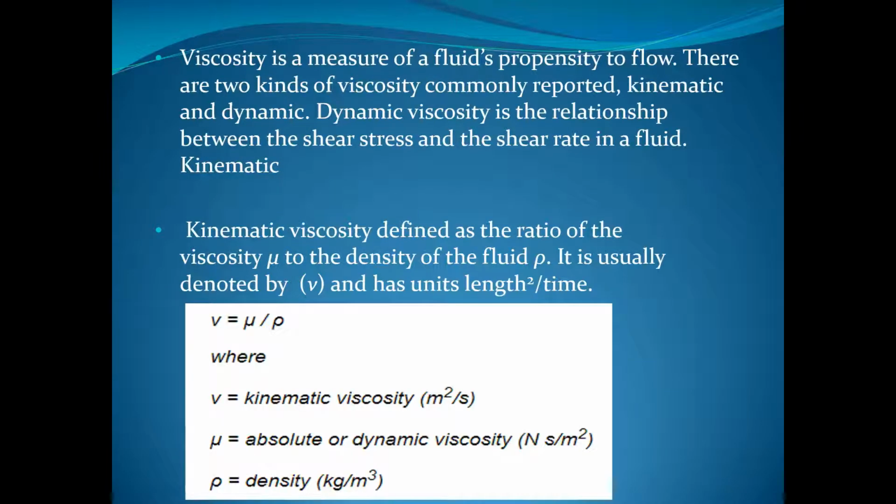In this study, we will study about the viscosity of engine oil. So what is viscosity? It's a measure of fluid's propensity to flow. There are two kinds of viscosity commonly reported: kinematic and dynamic. Dynamic viscosity is the relationship between shear stress and the shear rate in the fluid. Kinematic viscosity is defined as the ratio of viscosity to the density of fluid.